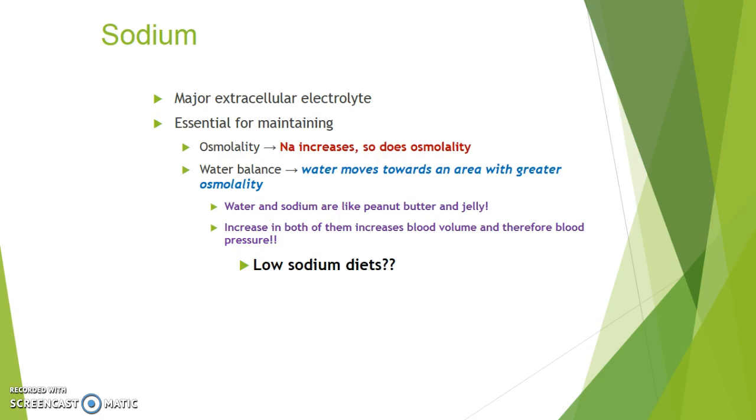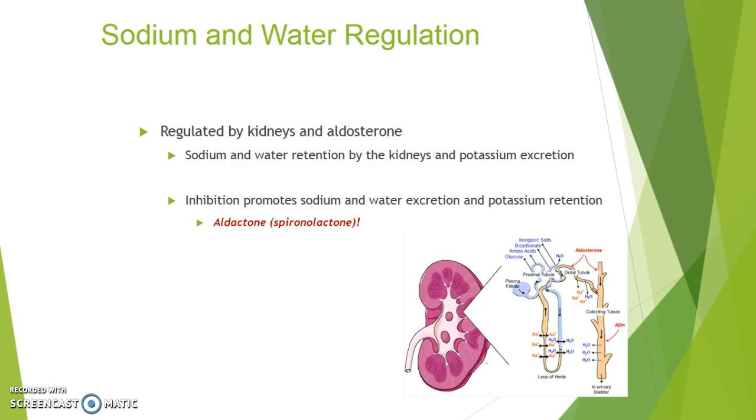Increases in both water and sodium are going to increase blood volume and therefore blood pressure. Therefore, that's the reason why we have low sodium diets for patients with hypertension. It's going to decrease blood volume and hopefully decrease the amount of the patient's blood pressure. Sodium levels are regulated by the kidneys and by the hormone aldosterone. As previously stated, aldosterone secretion will cause sodium retention and potassium excretion by the kidneys. Since water follows sodium, water is retained as well. When aldosterone is inhibited, sodium and water are retained and potassium is excreted.